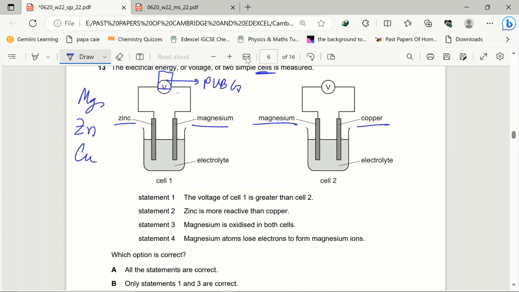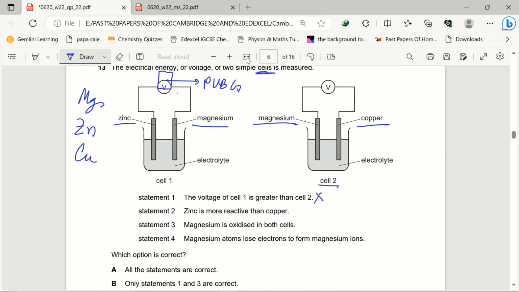So if you put zinc and magnesium together, then basically the voltage difference is the difference in reactivity between magnesium and zinc. And we see magnesium and copper, since the difference is very high, the voltage difference will be very, very high. Greater the difference between the two metals in the reactivity series, more will be the voltage. Magnesium and zinc has less voltage because they have less difference in reactivity, but magnesium is very high in the reactivity series and copper is very low. So the voltage of this cell 2 should be higher. So the statement that the voltage of cell 1 is greater than cell 2 is incorrect.